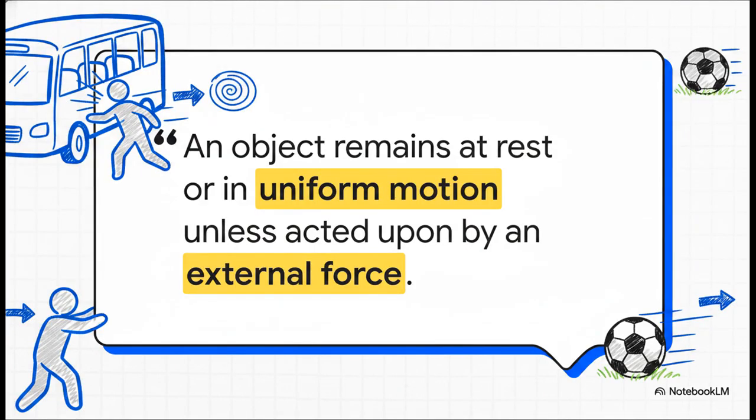So the first law is all about inertia. The easiest way to think about it is that objects are kind of lazy. They just want to keep doing whatever they're already doing. If an object is sitting still, it wants to stay still. If it's moving, it wants to keep moving in a straight line at the same speed. You've felt this a million times. You're on a bus, it slams on the brakes, the bus stops, but you lurch forward because your body wants to keep moving. That's inertia, right there.